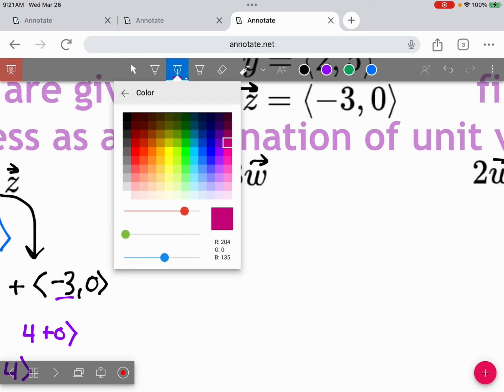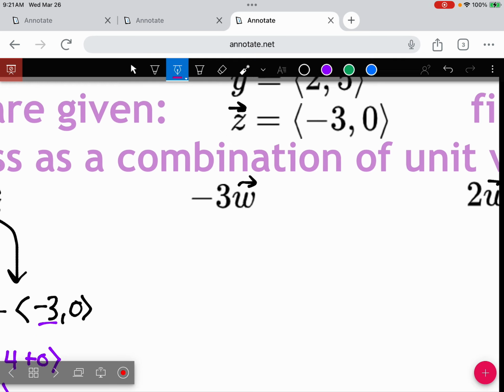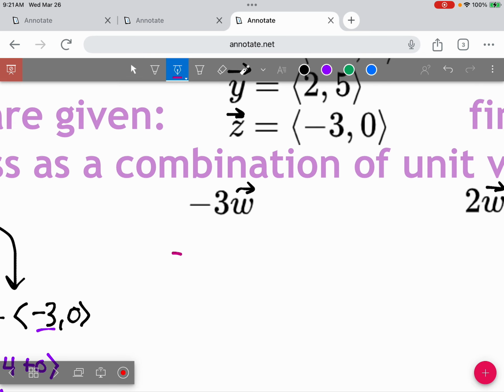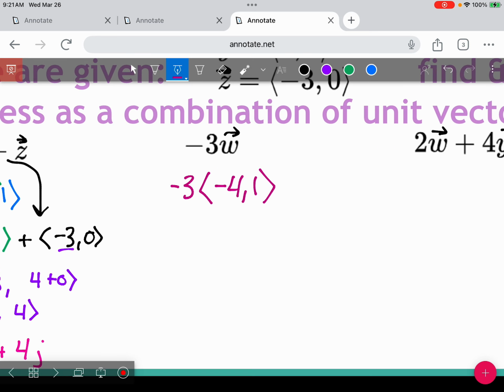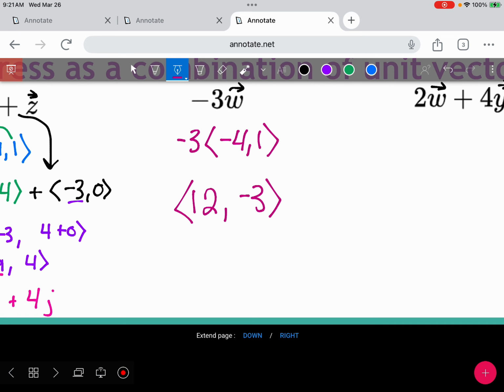All right, let's look at the middle one. Negative 3 times vector w. So negative 3 times our vector w, that's our negative 4, 1. What are we going to get for negative 3 times w? Positive 12 and negative 3. So as a combination of our unit vectors, 12i minus 3j. Okay.